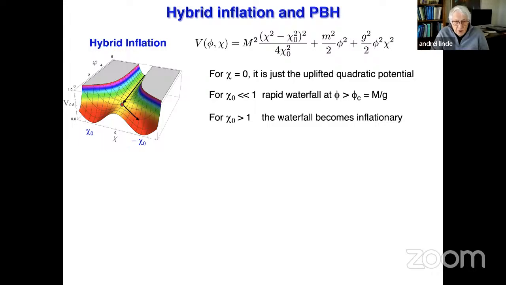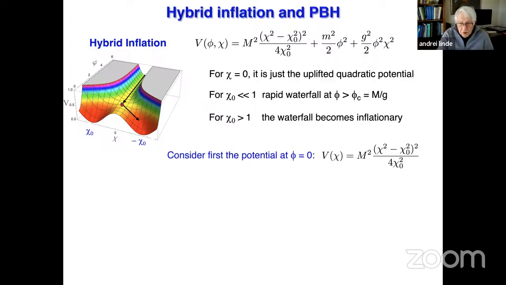What if this chi 0 is larger than 1, or of the order of 1 in Planckian units, or just a little bit smaller than 1? In this case, sometimes this fall down of the scalar field by itself creates inflation, a second inflationary stage here. So this is the inflationary stage which will be interesting for us.